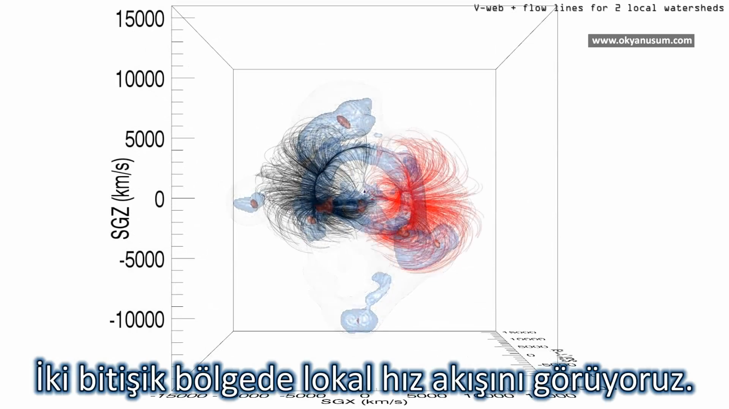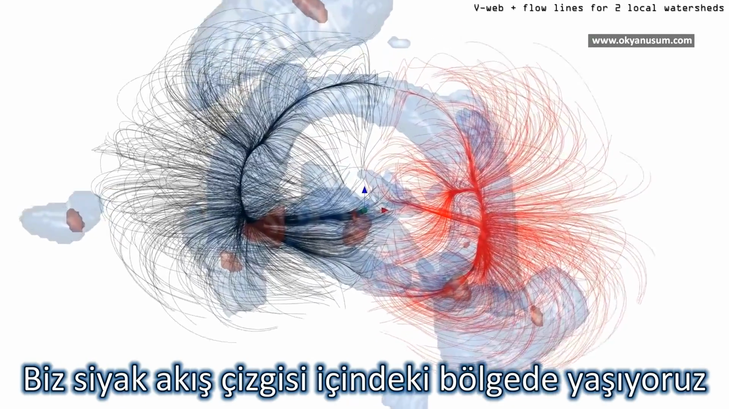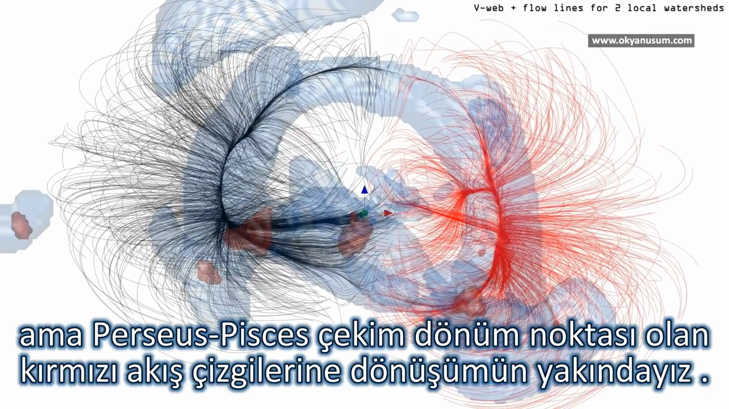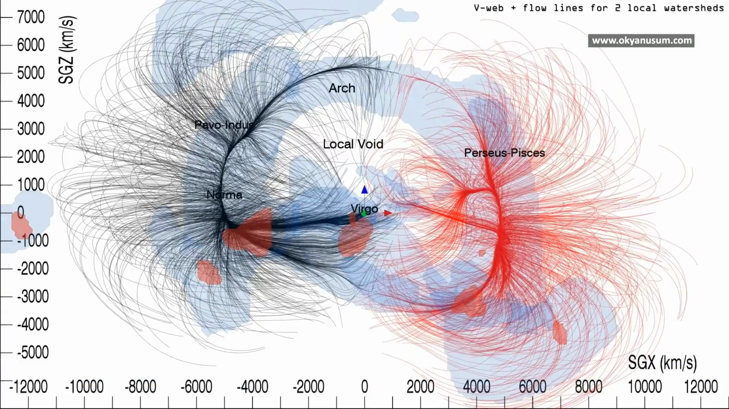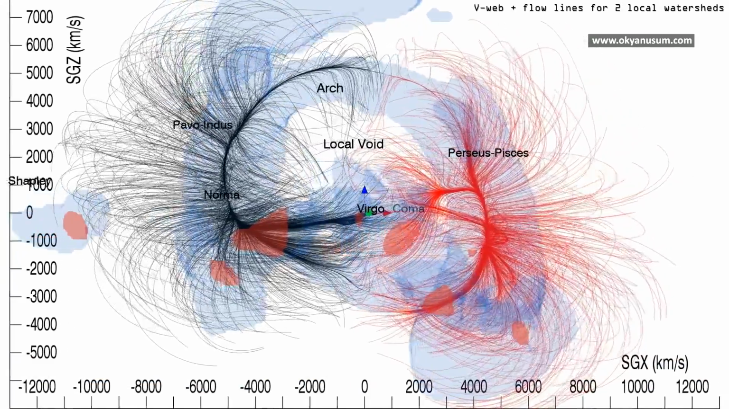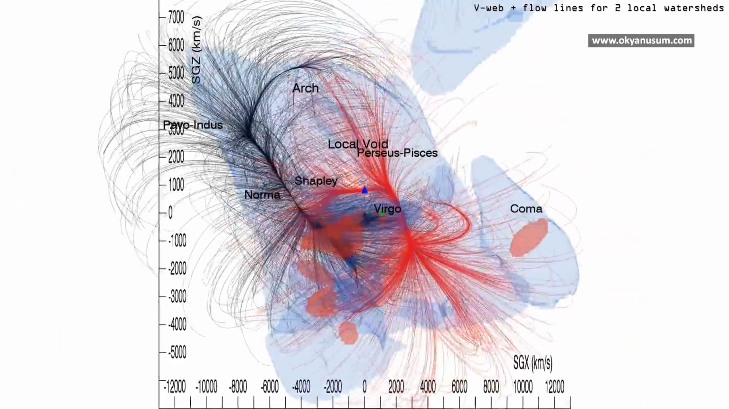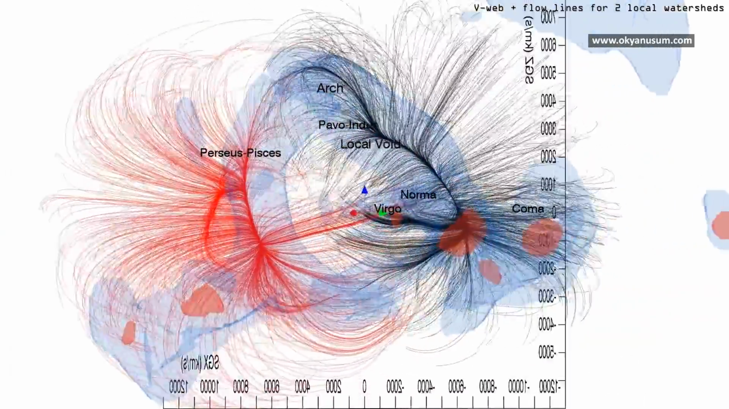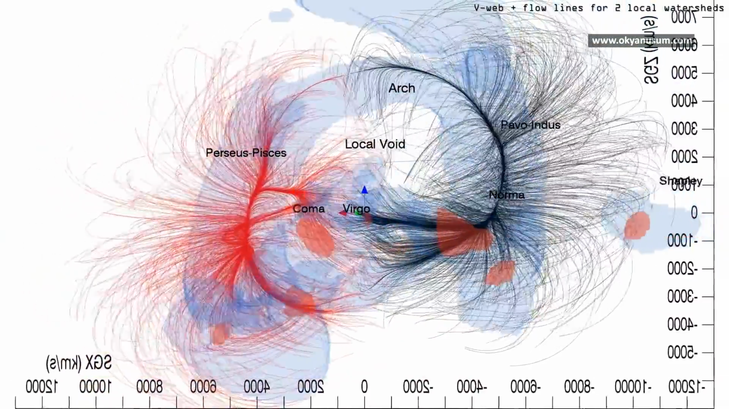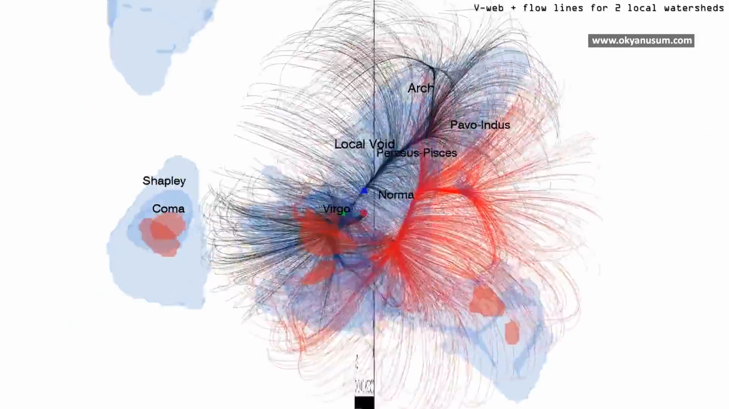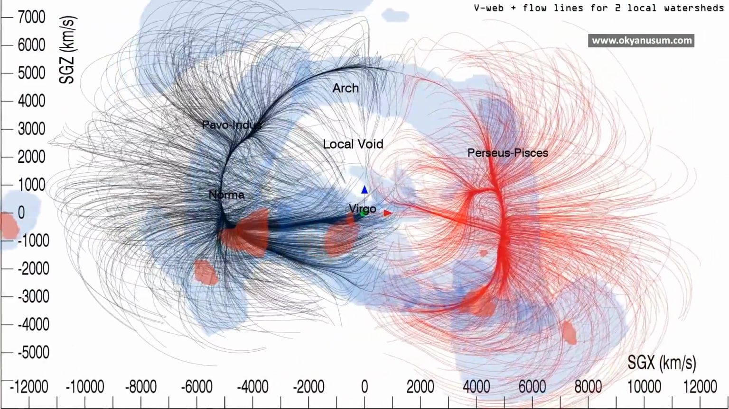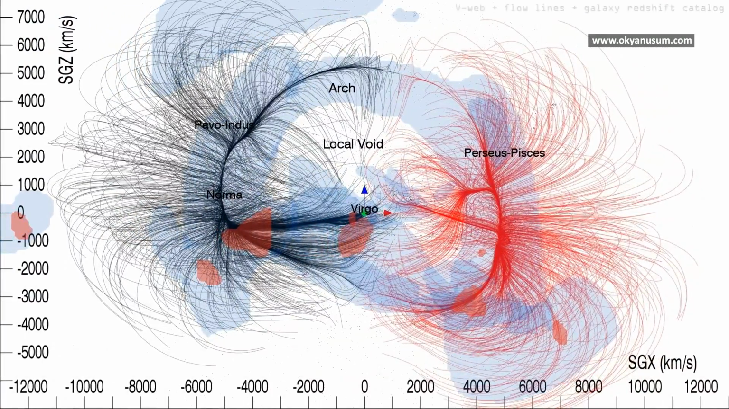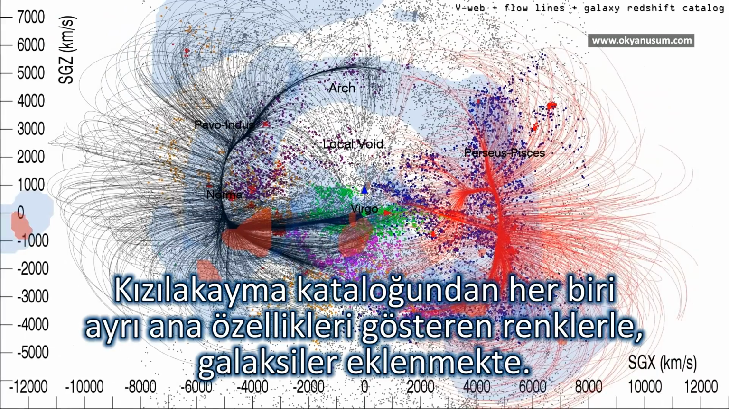We see local velocity flows in 2 adjacent regions. We live in the region of the black flow lines, but we are near the transition to the red flow lines associated with the Perseus-Pisces basin of attraction. Galaxies from a redshift catalog are superimposed with colors associating them with separate major features.